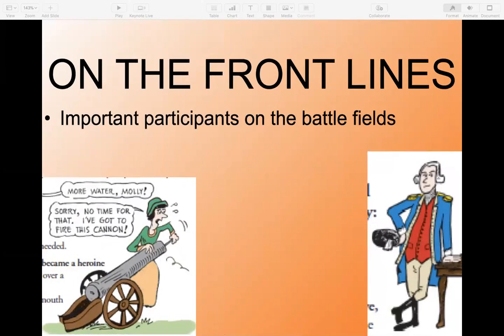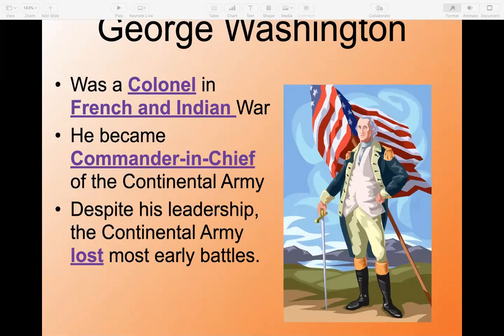On the front lines, important participants on the battlefields. George Washington was a colonel in the French and Indian War. He became commander-in-chief of the Continental Army. Despite his leadership, the Continental Army lost most early battles.